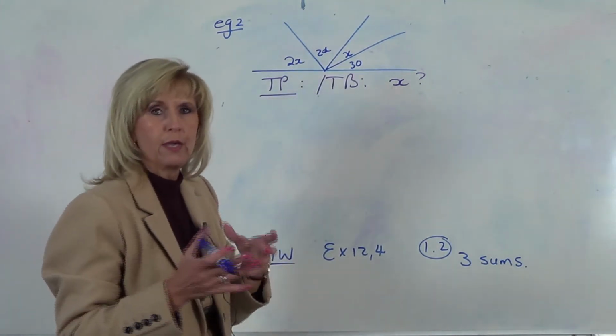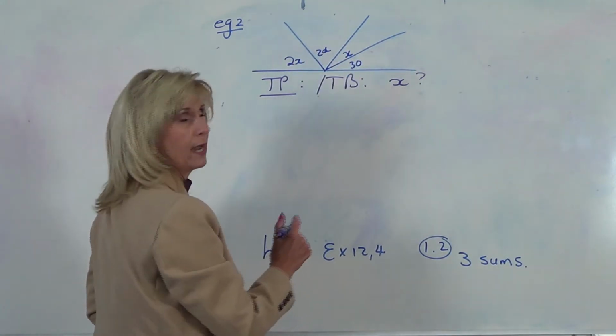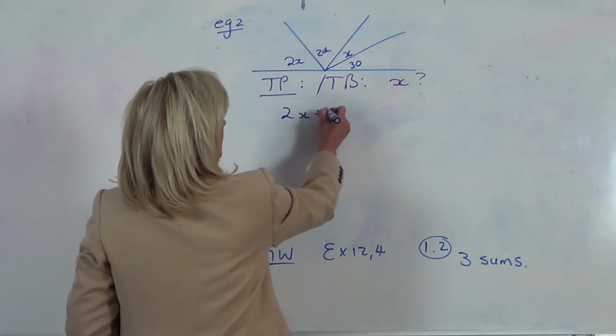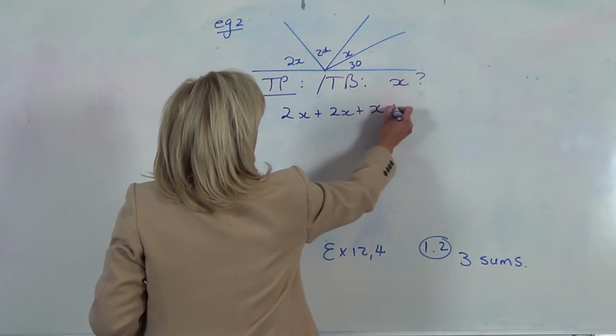So do what you're thinking. Add everything to get to 180. So you're going to say 2x plus 2x plus x plus 30.